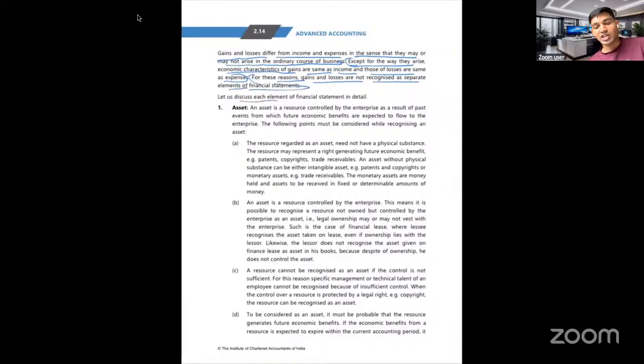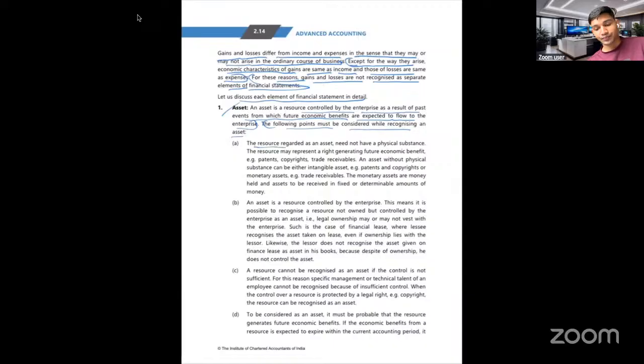Let's discuss each element of the financial statement in detail. First one is asset. An asset is a resource controlled by the enterprise as a result of past events from which future economic benefits are expected to flow to the enterprise. The following points must be considered while recognizing an asset.